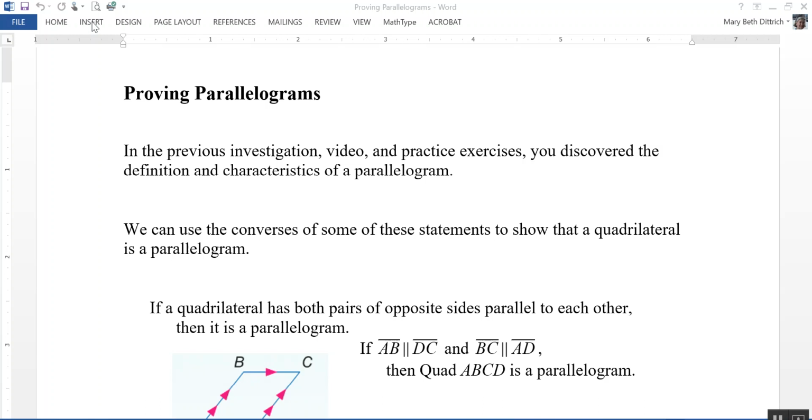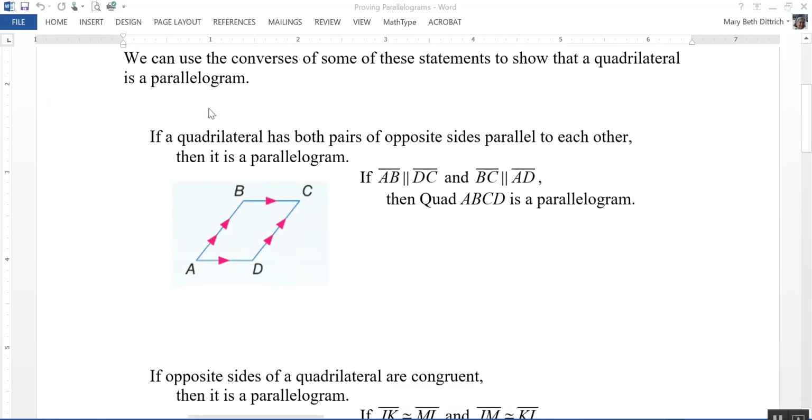This video is on proving parallelograms. In the previous investigation, video, and practice exercises, you discovered the definition of and other characteristics of a parallelogram. We can use the converses of some of these statements to show that a quadrilateral is a parallelogram.